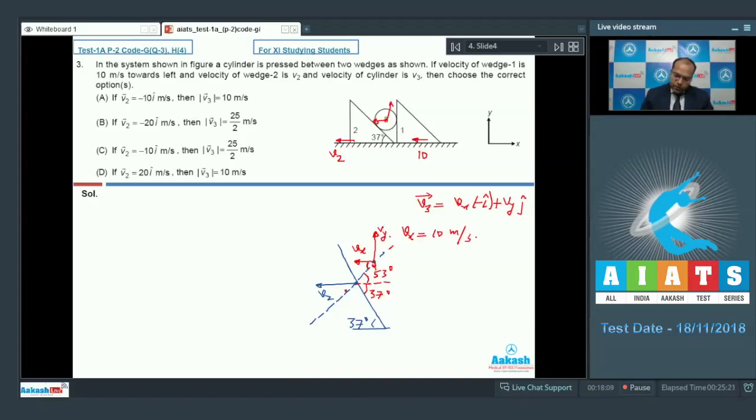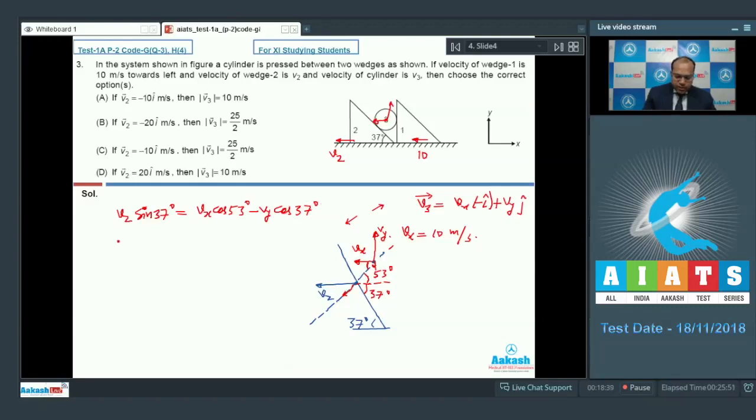So the component of V2 in this direction is V2 sine 37 degree, and that must be equal to the component of Vx in this direction, which is Vx cos 53 degree, and the component of Vy in this direction is Vy cos 37 degree, that is minus Vy cos 37 degree.